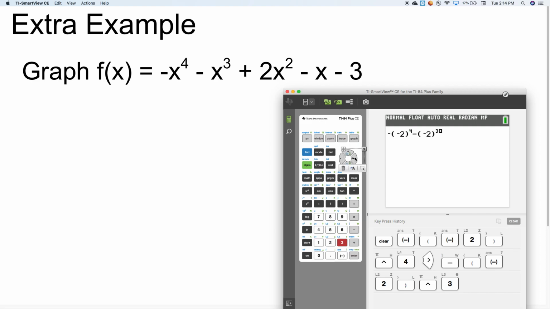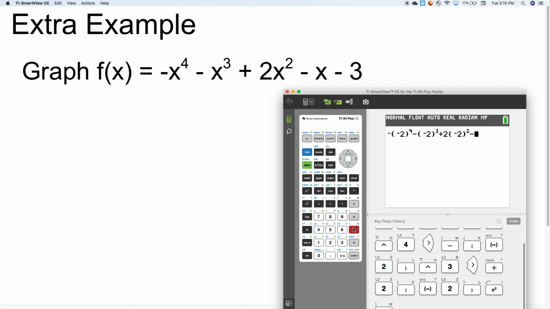Marker. Okay, and then what am I? Plus 2x squared plus 2. Now I got to put my parenthesis, -2 squared. And then minus, I'm going to put in parentheses just to be safe, -2 minus 3. And I got -1.